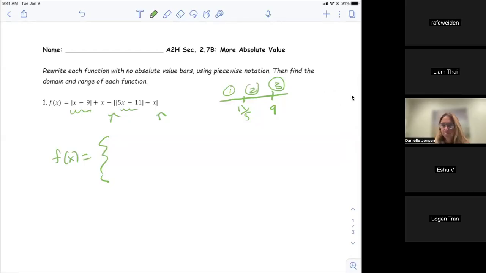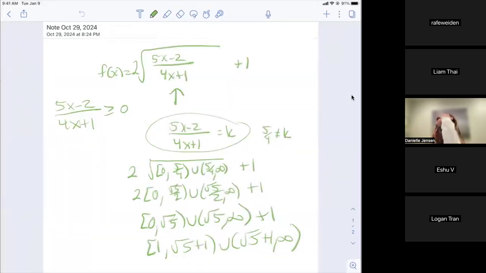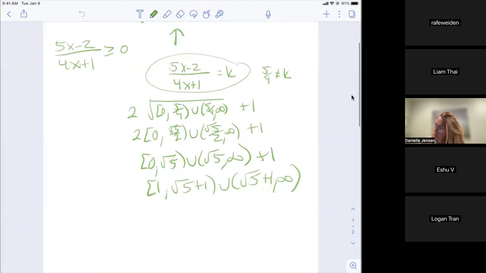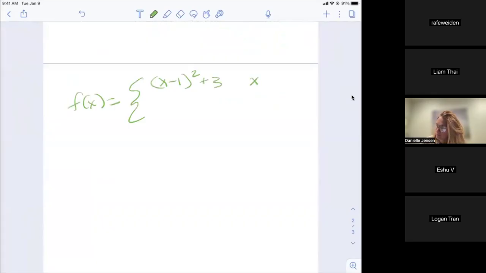Rafe. I had a question from the quiz. It's about finding the inverse of a piecewise function. It's f of x equals (x minus 1) squared plus 3 for x less than 1, and then negative 2x plus 4 for x greater than or equal to 1. And it says find the inverse.